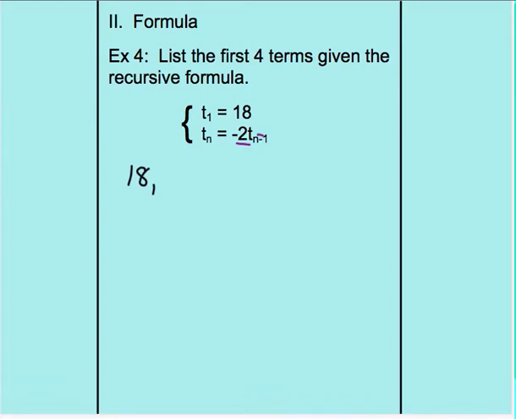Remember this n minus 1? That just means the previous term. So 18 times -2 is -36. Times -2 is +72, times -2 is -144.